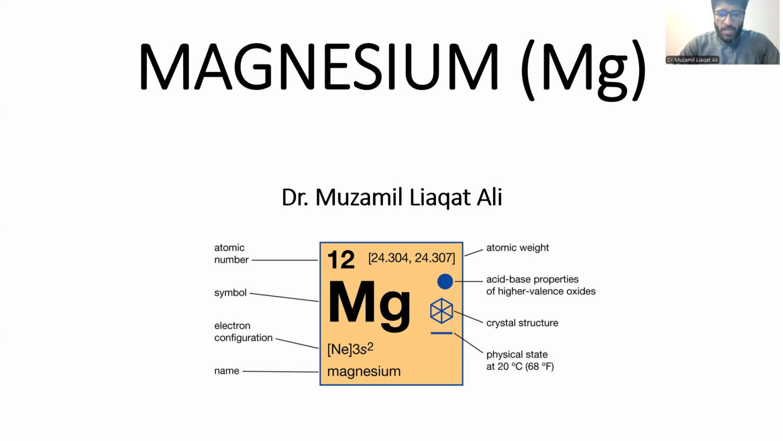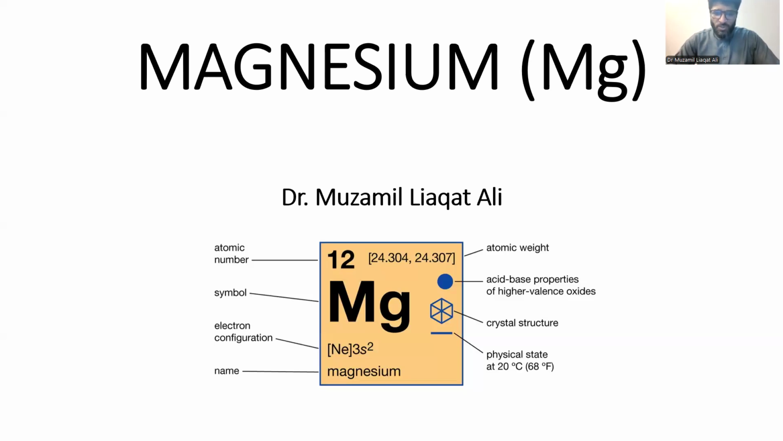Muzamil Liaqat Ali, and in this lecture we will discuss magnesium, the fourth most abundant cation in the human body and the second most prevalent intracellular cation. We will cover this topic through multiple facets: its distribution, functions, clinical abnormalities, and requirements. So, in a quick session, we will sum up all these headings.